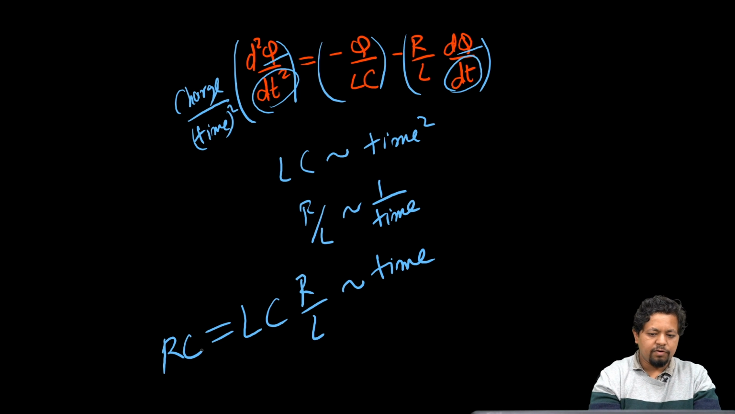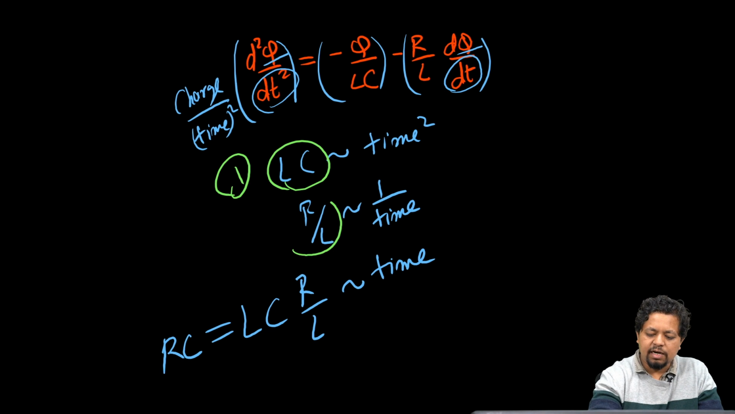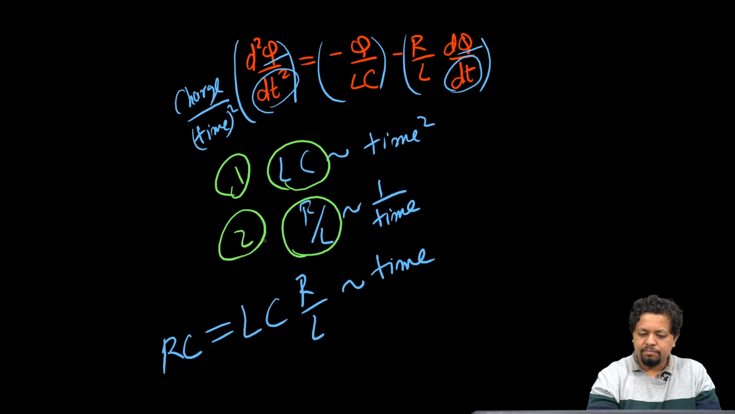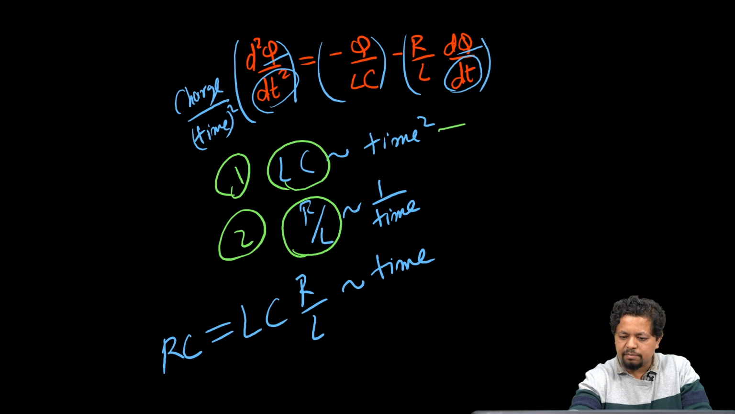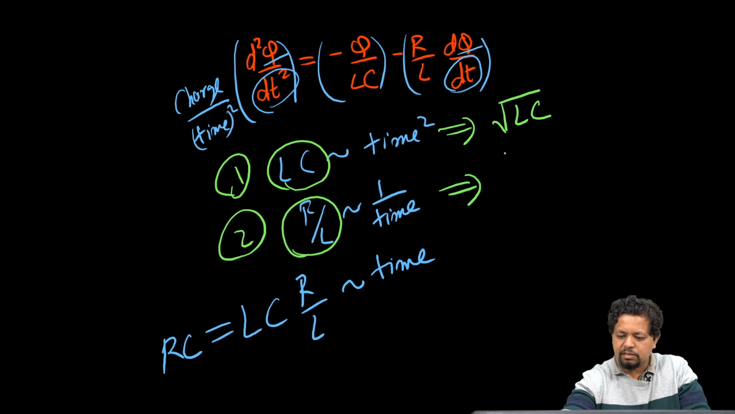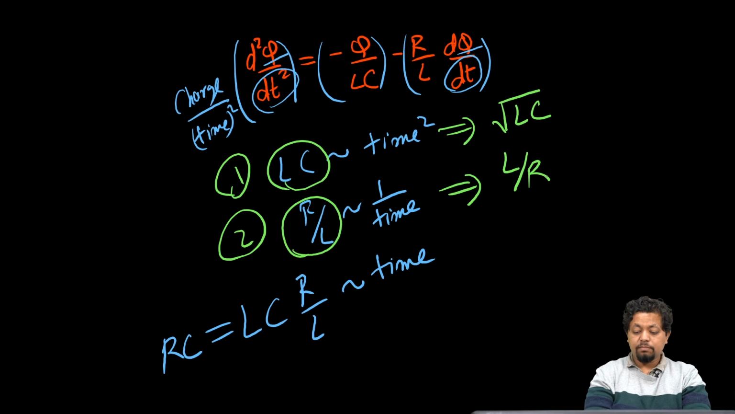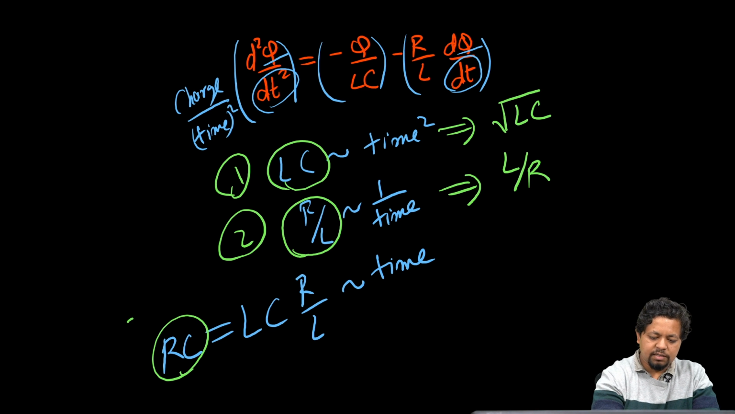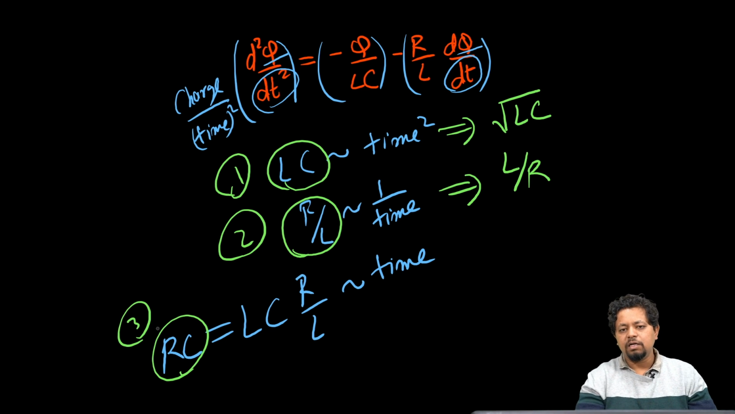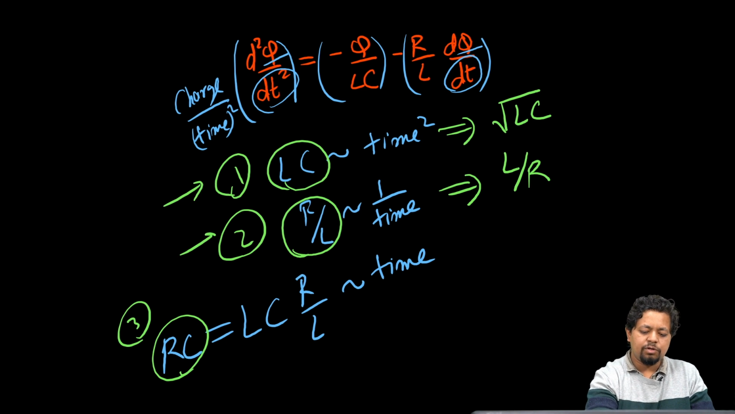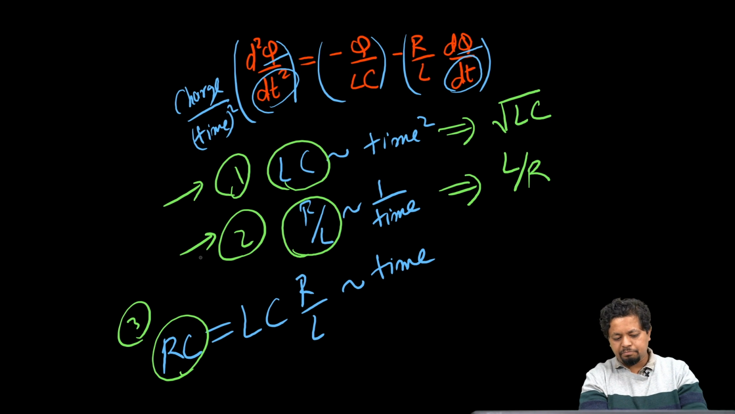So these are what we call the time scales in the problem. There are three time scales. We have got first time scale LC, second time scale R by L. Well, LC is not the time scale. The time scale here is square root LC, and the time scale here is L by R. And the third time scale I have here is RC, which is in some sense an emergent time scale given these first two time scales. So we have got three time scales in the problem.